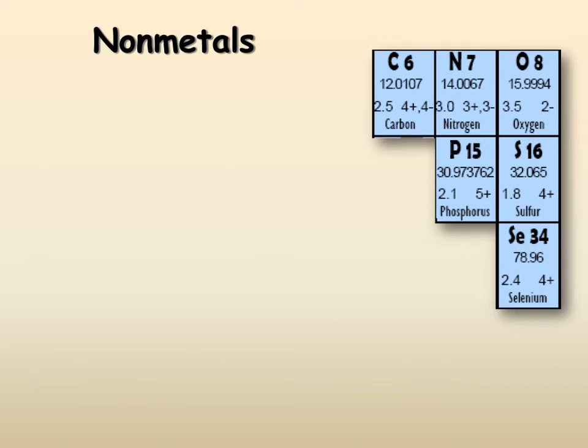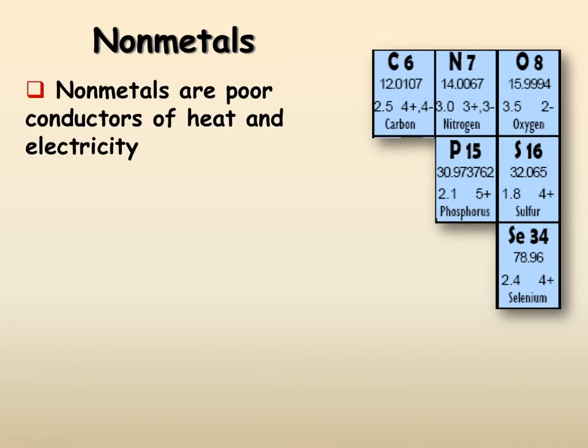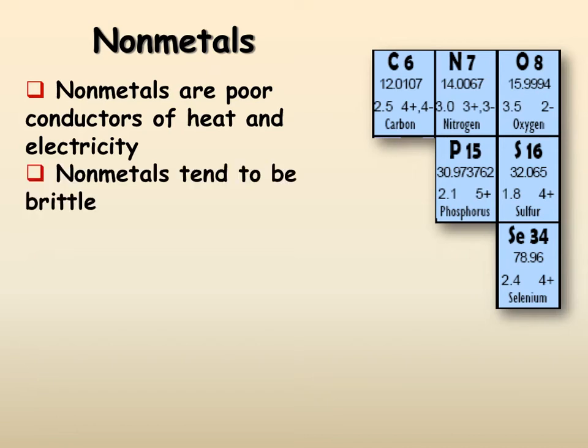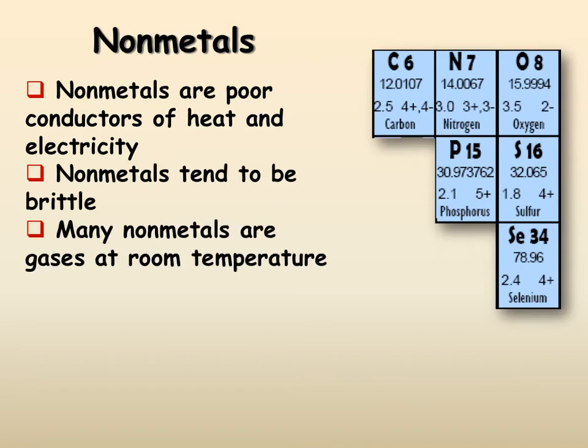Alright, so our unidentified nonmetals don't have a more specific group, but carbon, nitrogen, oxygen, phosphorus, sulfur, and selenium are. Nonmetals are poor conductors of heat and electricity, so they're more often used as insulators. They tend to be very brittle, alright? You're not going to be able to bend them and make things out of them. Many of them are gases at room temperature.